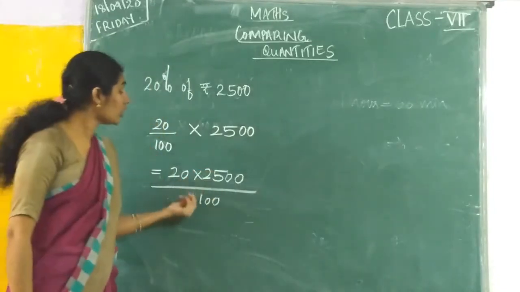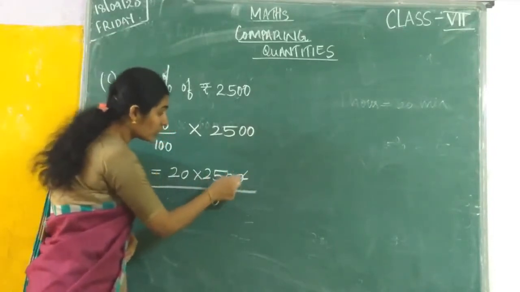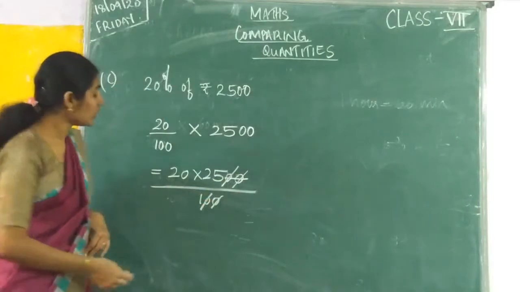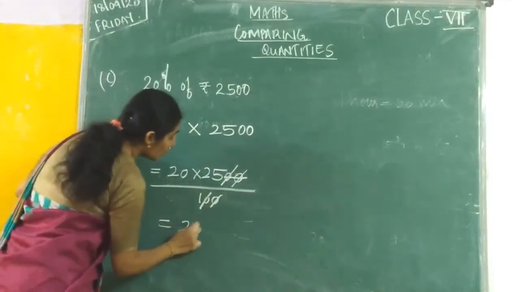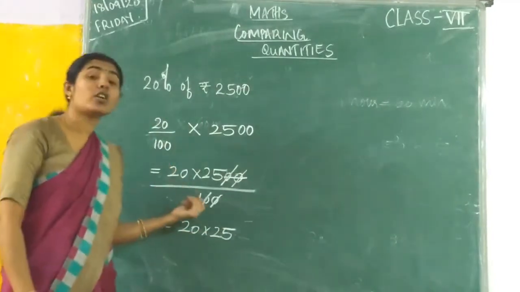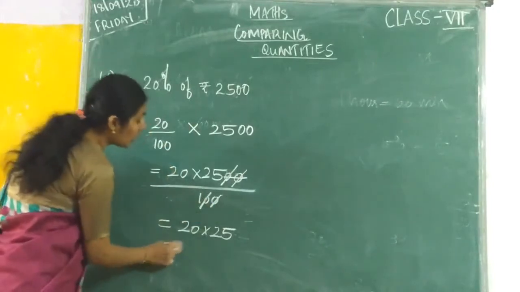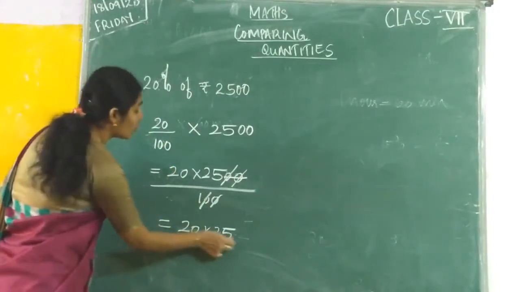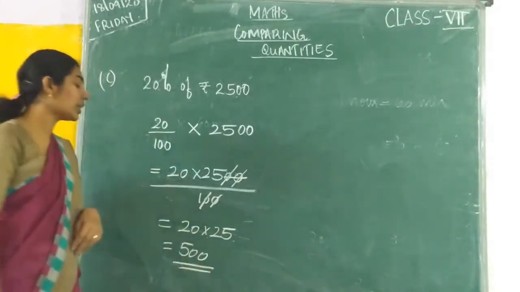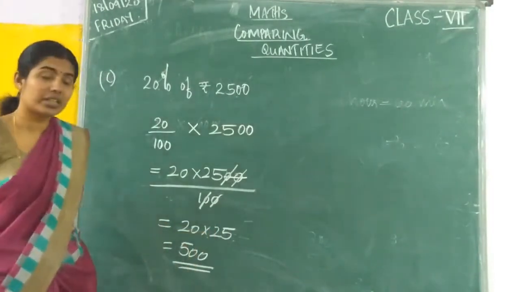Now let us see these two numbers, both have the same number of zeros. Here 2 zeros and here also 2 zeros. You can cancel it. Now what is remaining? 20 multiplied by 25. We are not taking the denominator. What is the reason? Here the denominator is 1. So what is 20 multiplied by 25? 25 twos are 50. So when one more 0 is added, what will you get? 500. So what is the answer? 500.